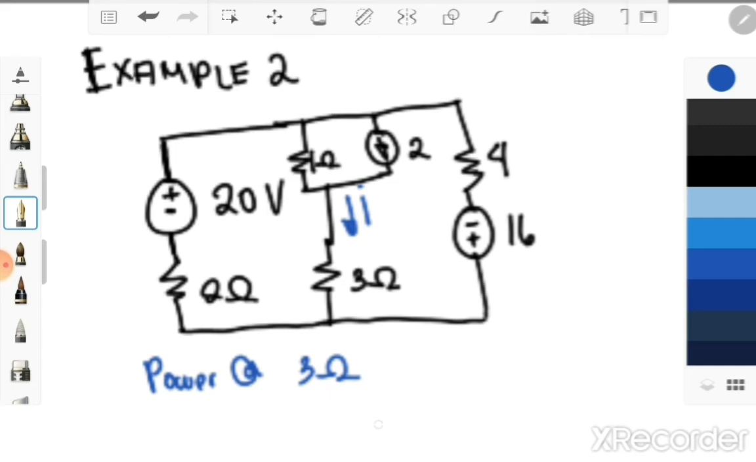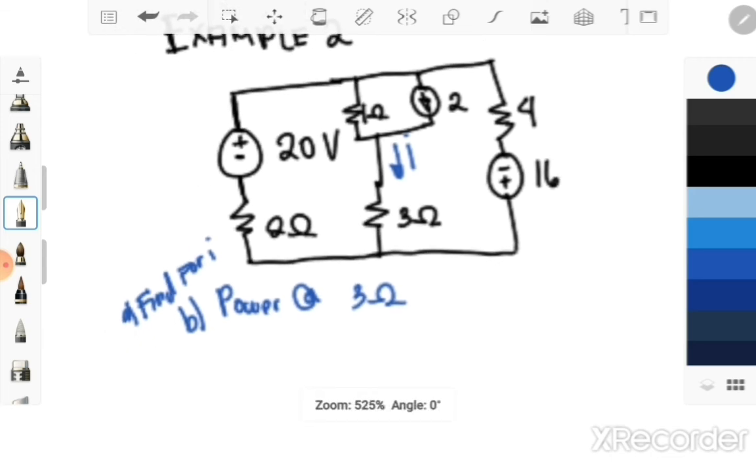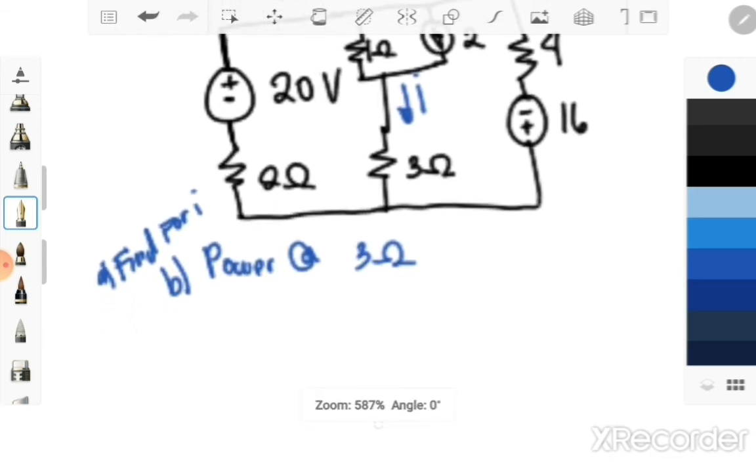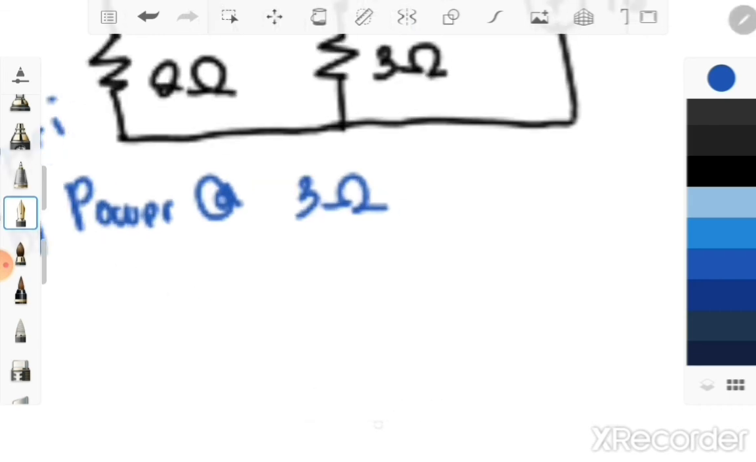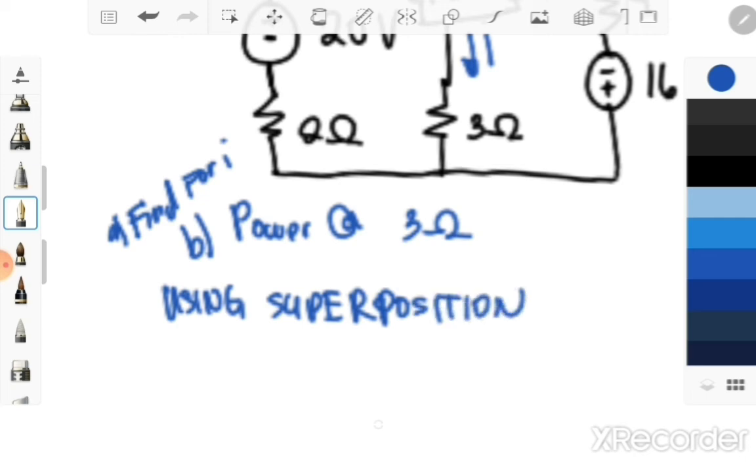So how will we do this? Find for I, and B is the power at 3 ohms. So how will we do this? By superposition. So using superposition, let us consider our 20 volt voltage source.